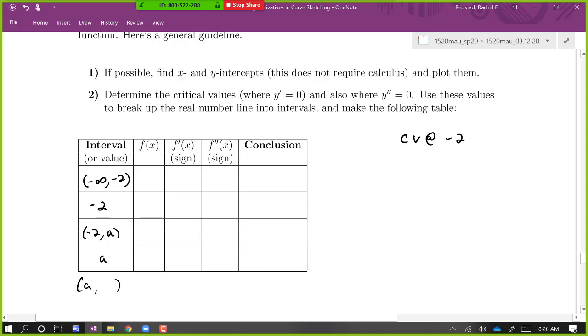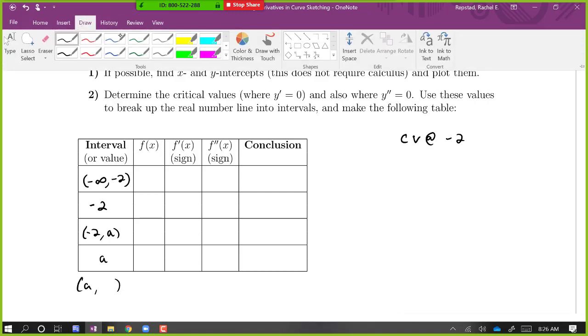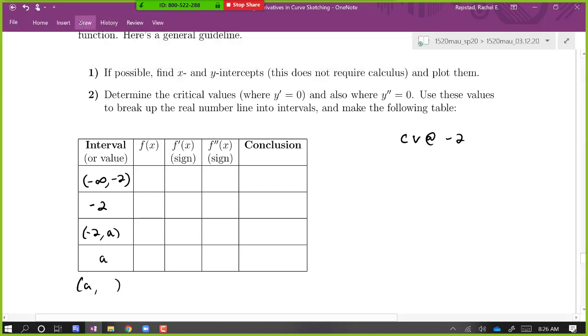I fill in this table. The only place where I fill in the f of x column is at these values, when I stop and have an actual value. At the intervals, I don't do anything there. And when I actually plug in a value and get a y-coordinate, that'll be a point that serves as an anchor for my graph.